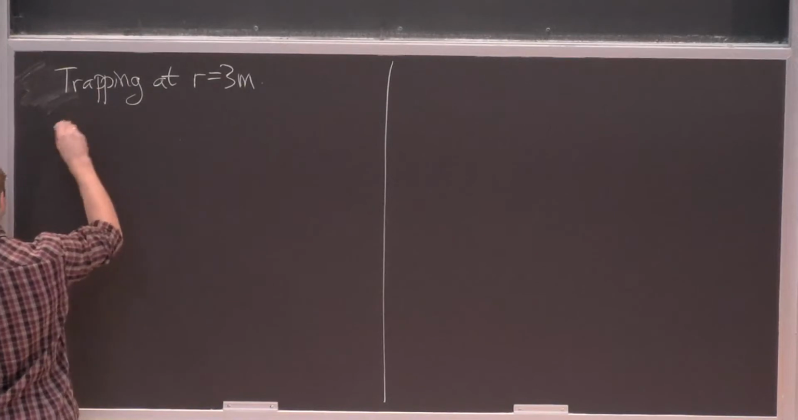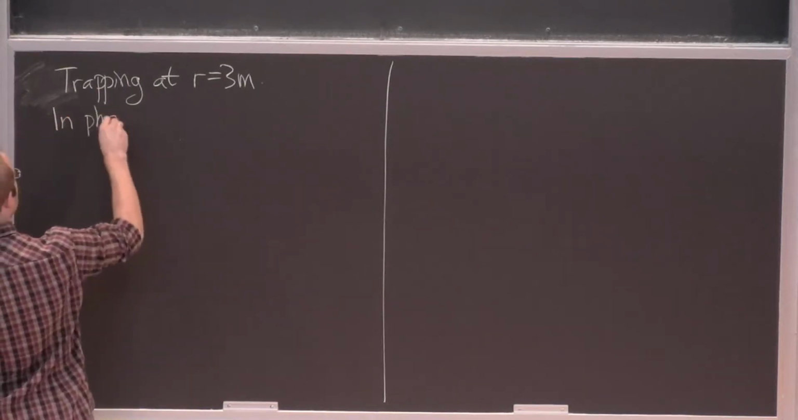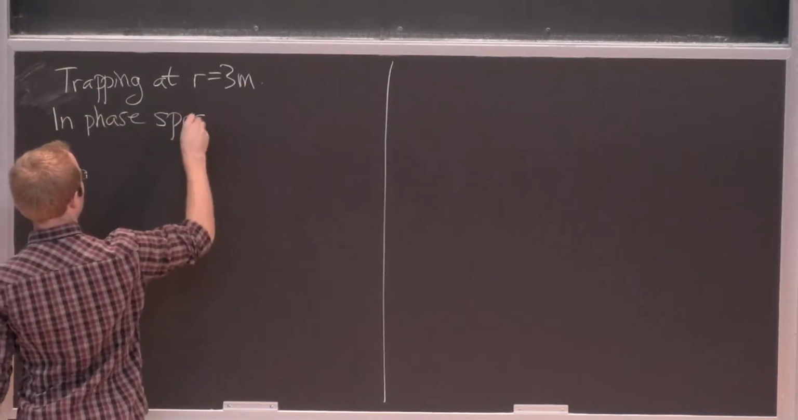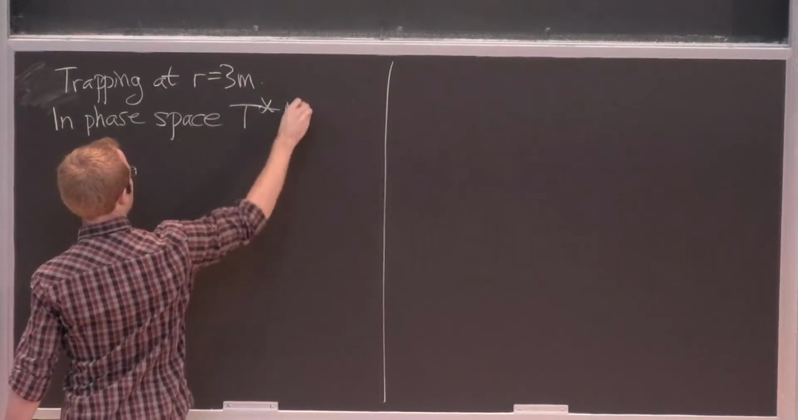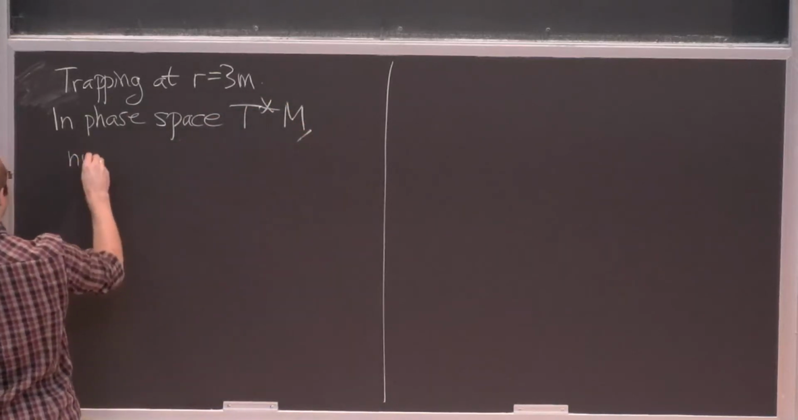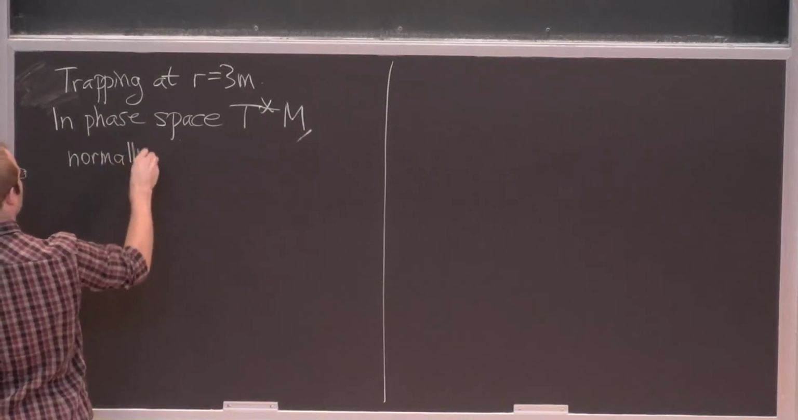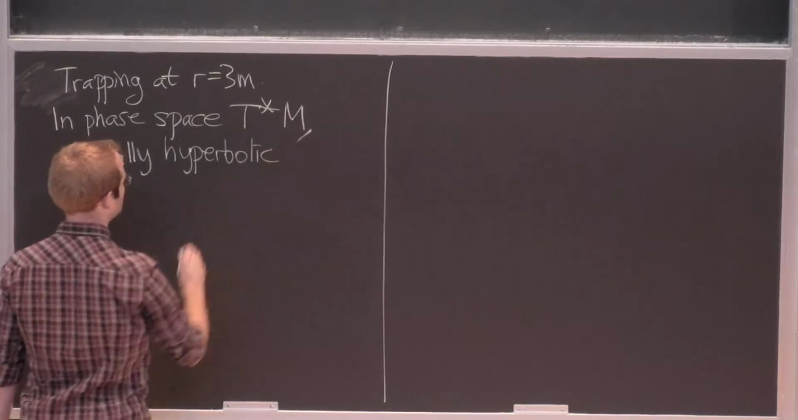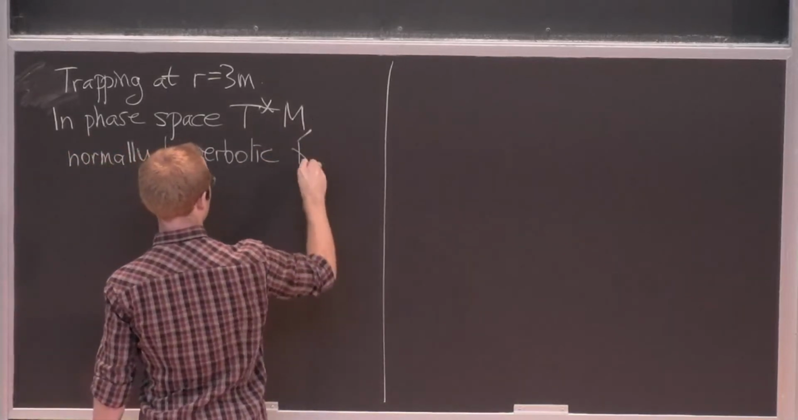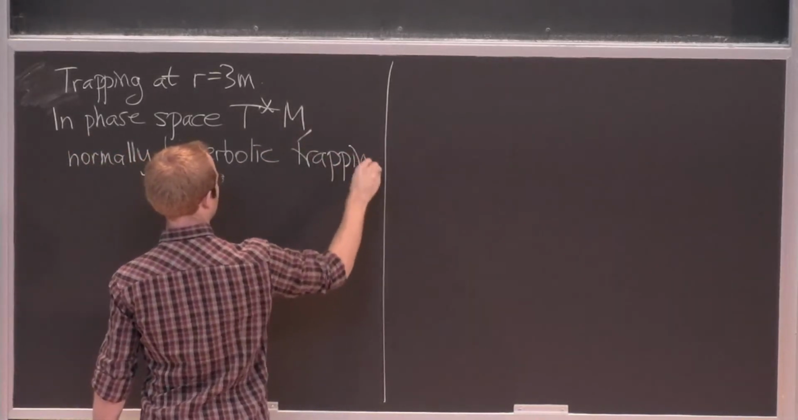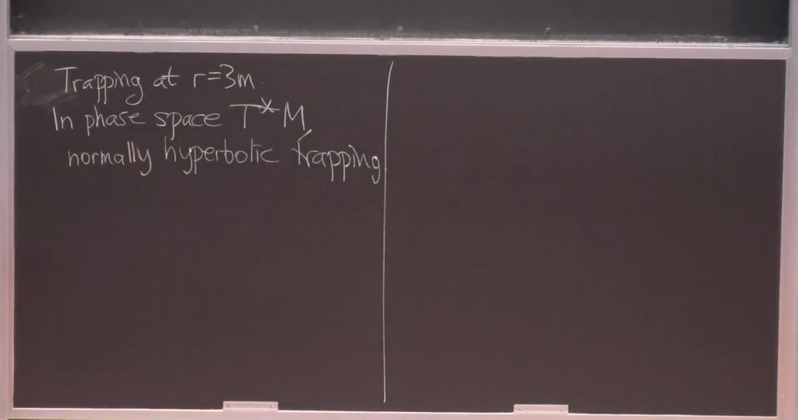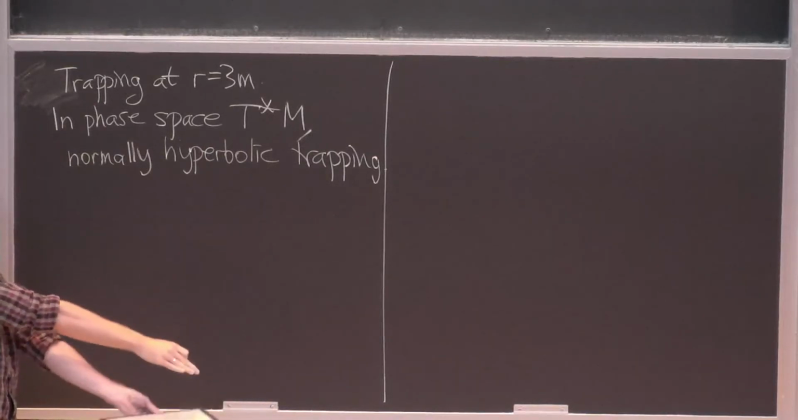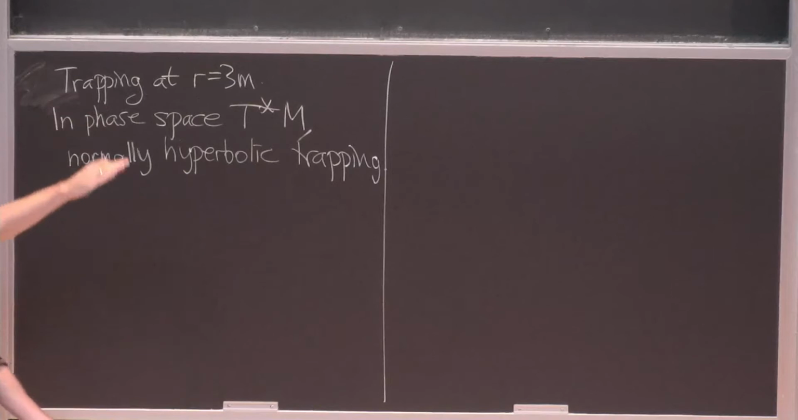And in fact, it turns out that in phase space, so if you look at things microlocally, so T star m, this is in fact normally hyperbolic trapping. So this notion wasn't introduced in the lectures. What instead we had was this Anosov property. And the main difference between Anosov and normally hyperbolic trapping is that in the Anosov picture, you only had one neutral direction, the flow direction, and then you had the stable and the unstable direction.